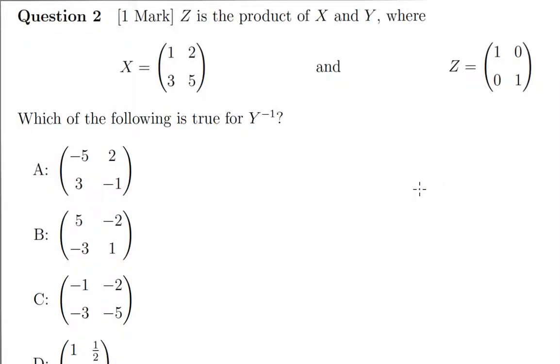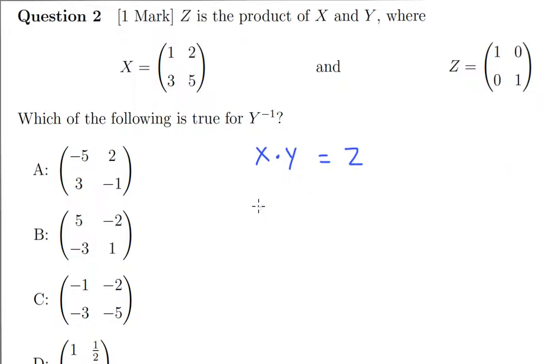Okay, this is a different type of question again. This time it's giving us x and z, and it says the product of x and y is equal to z. So where we've been finding x dot y, they're telling us now the answer to that is z. Now, z is a special matrix. Z is called the identity matrix. When we've got ones here and zeros here, this is the identity matrix.